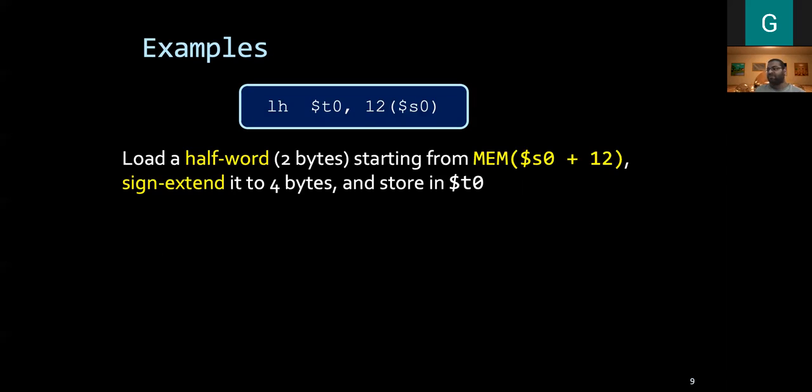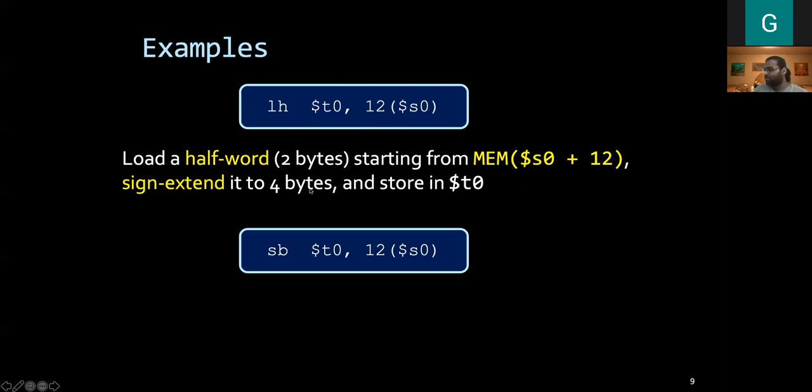Once we have those, we need to sign extend that. And because we need to sign extend it, you'll notice that we have a signed and an unsigned version of this instruction, just to determine how we want to extend it. And once we have that, we can store it into the register T0.